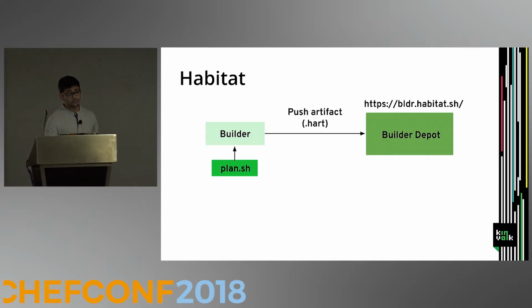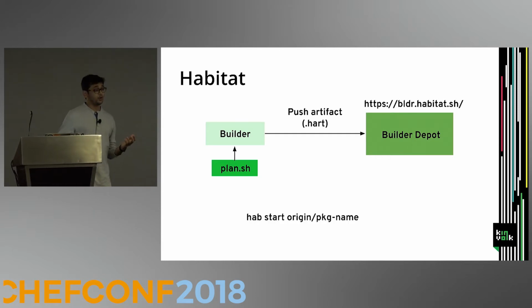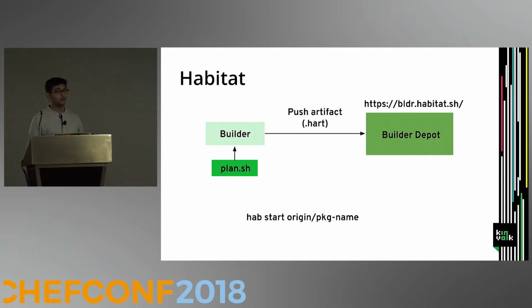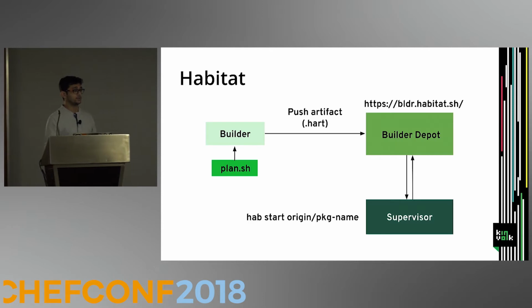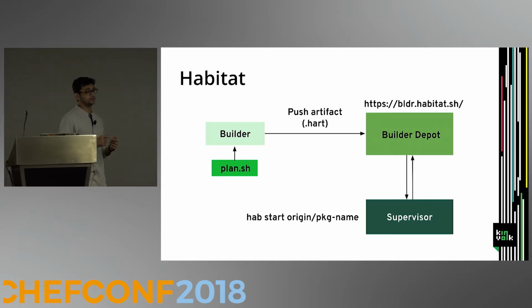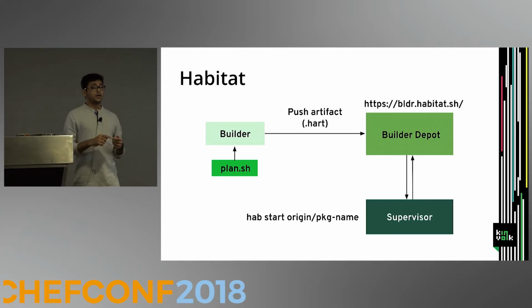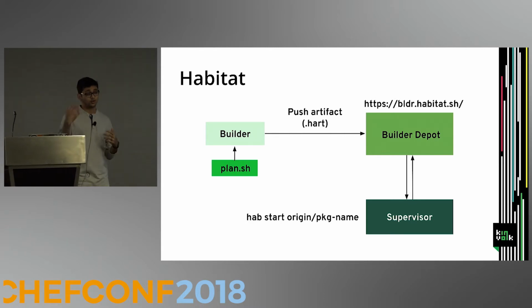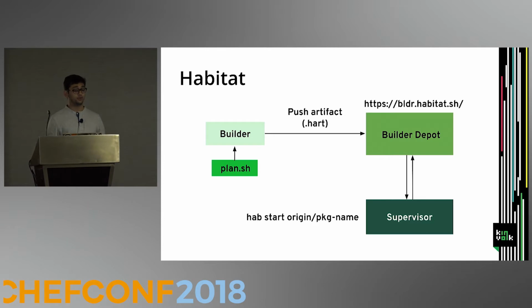Now, to run a Habitat application, you would be running the following command: hab start origin slash package name. When you do this, Habitat starts a Habitat supervisor, and the supervisor starts talking to the Builder Depot and fetches the latest artifact that's available there. Not only that, it will also keep a lookout for newer versions of your artifacts, and it will automatically download them, extract them, and update your service to the latest version.